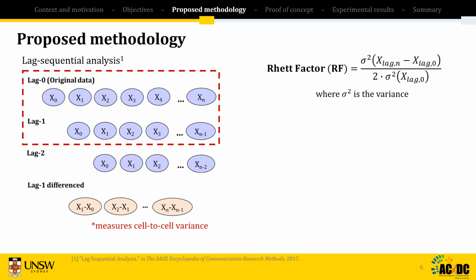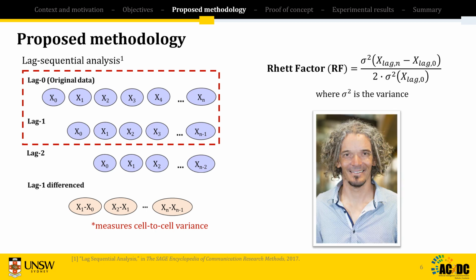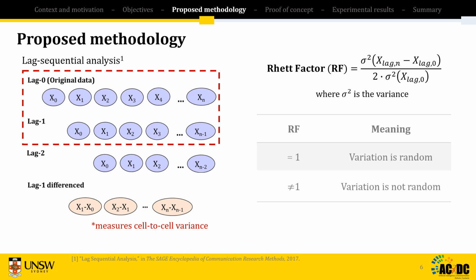We then developed a factor called the ret factor, or RF, which is equal to the variance of the lag difference data divided by twice the variance of the original data. By the way, this is ret. So what does the ret factor, or RF, mean? If RF is equal to 1, then variation is random, and if it's not, variation is not random.